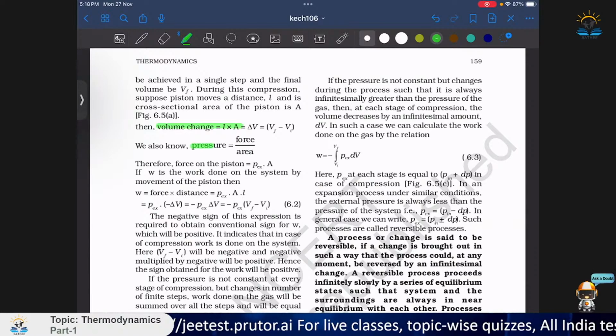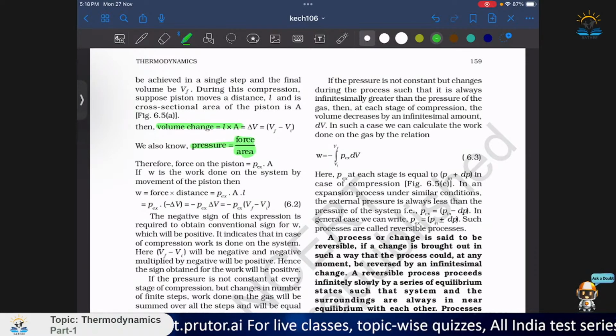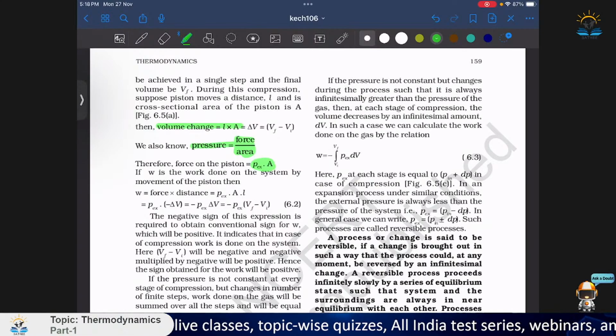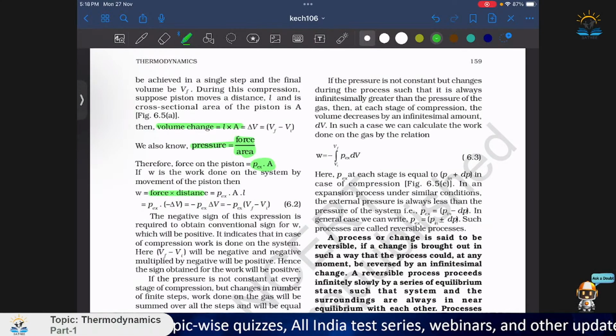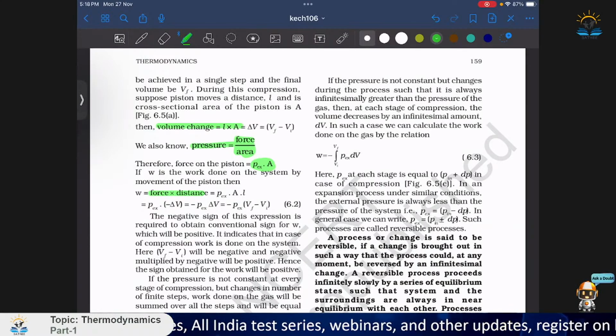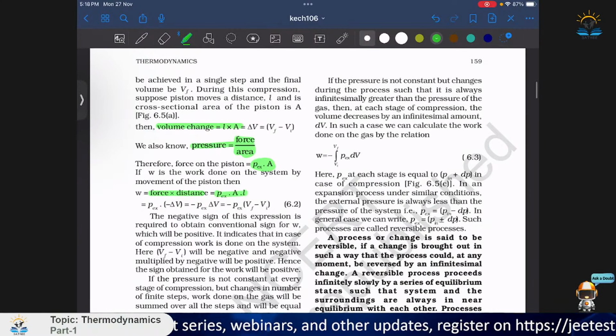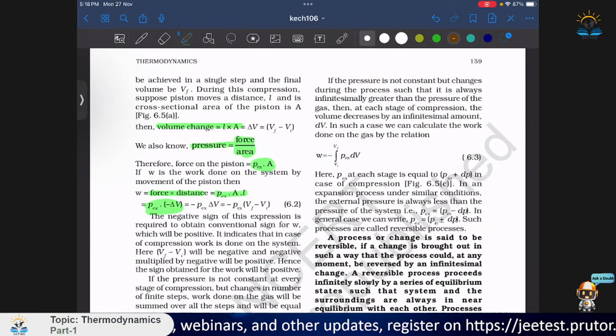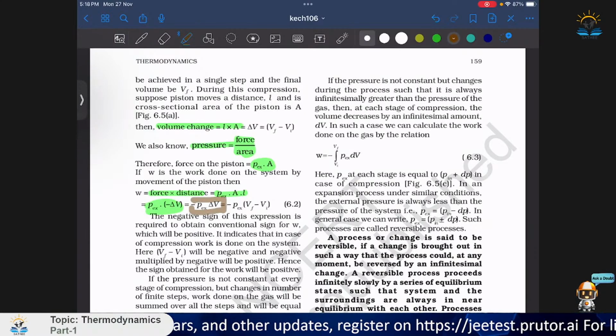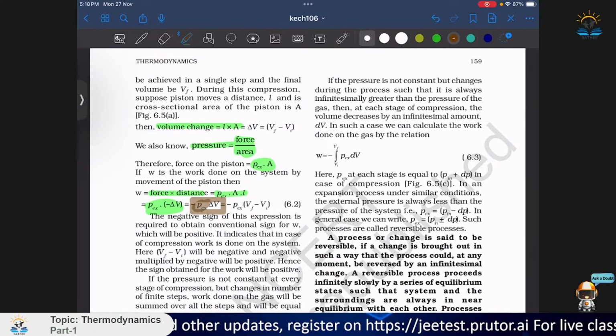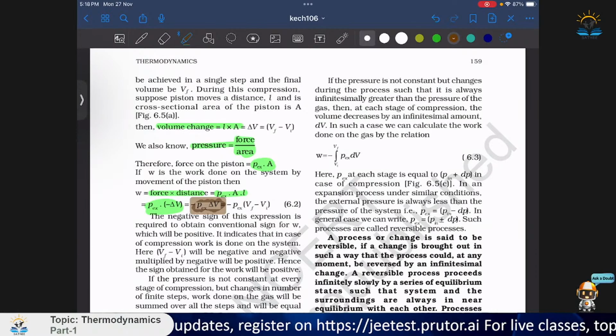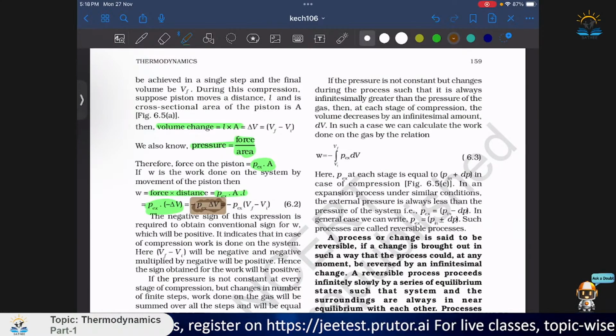Pressure is force upon area, we know that. So force on piston is pressure into area. Now work done is force into distance, and force is pressure into area, right? And distance is volume change by area. So we put all of these, we get this. This is the final equation: P external into change in volume with a minus sign.